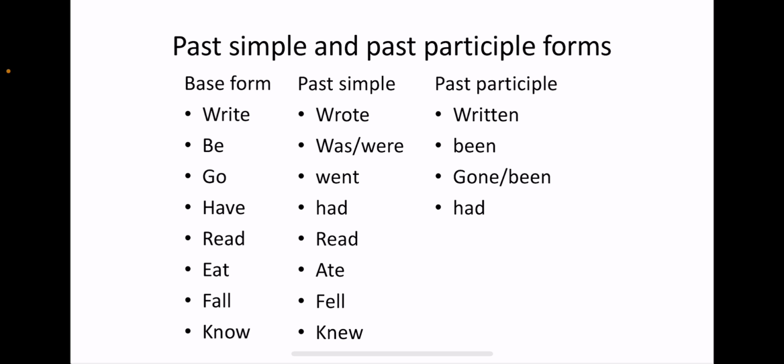Read, remember that the past is read and the participle is also read. So it's the same, read, read. For eat, we have ate and eaten. Fall, the participle of fall is fallen. And know, knew, known. So it's very important that we practice our irregular participle forms, because when we're speaking, we need them almost immediately to be able to create a correct sentence in present perfect. So that's the important part of present perfect.